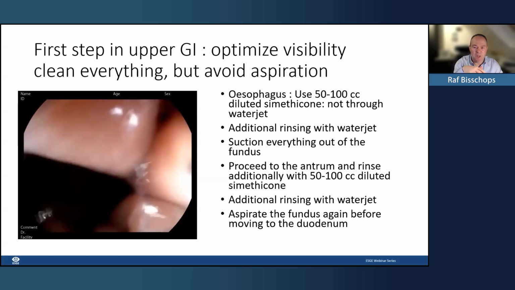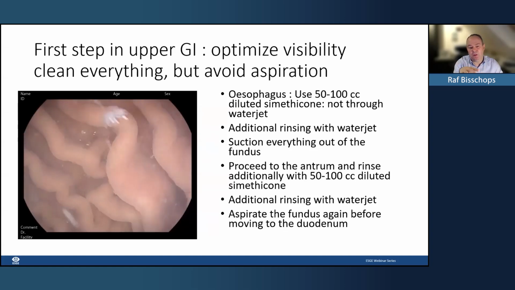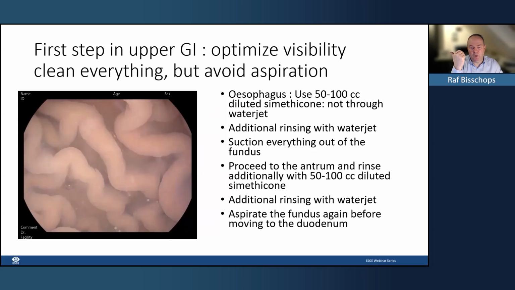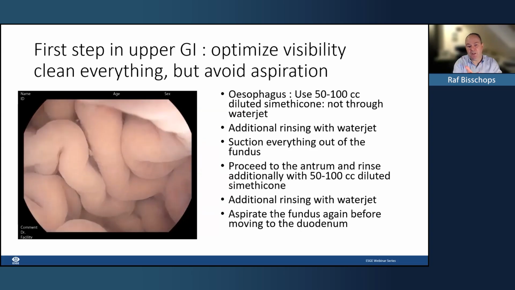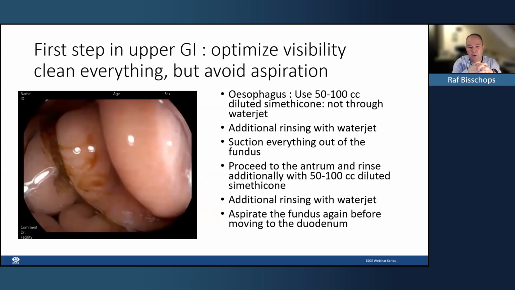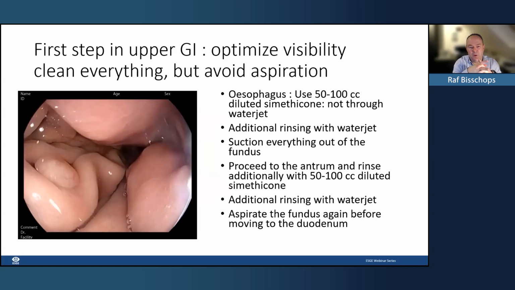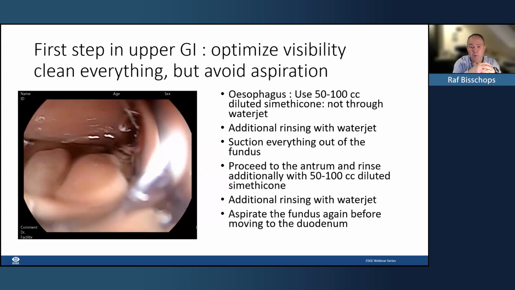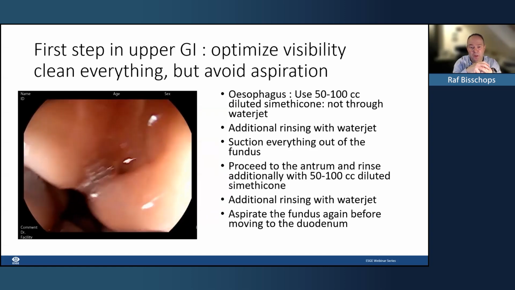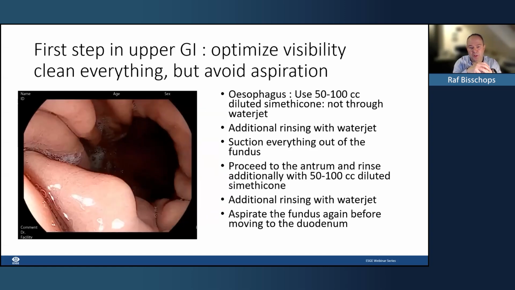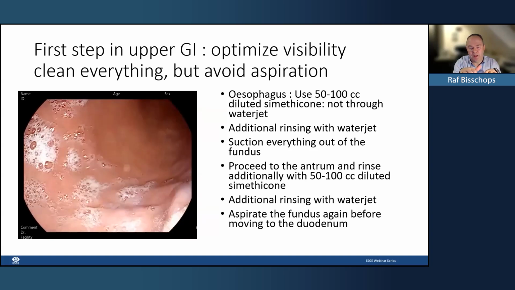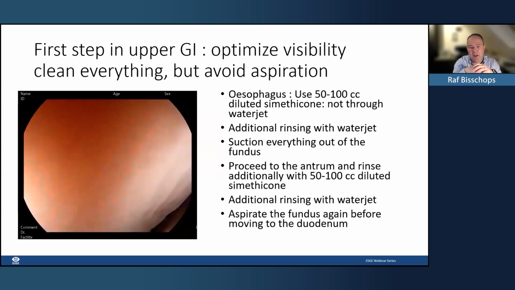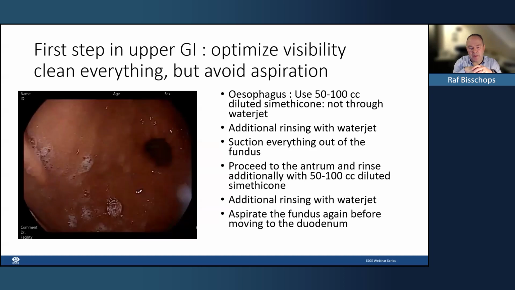So this is what you see here. And once you enter the fundus, obviously we always have to keep in mind not to cause any aspiration, and usually there is still some acid and fluid in the stomach there. So you start by aspirating the fundus like you see here. And then I move on to the antrum, where I would do some additional cleaning. You usually will have some saliva or bubbles there, like here, and we rinse that again with the simethicone syringe.